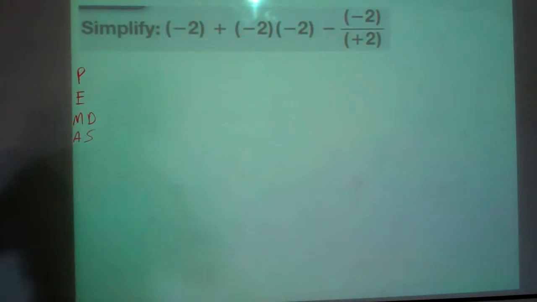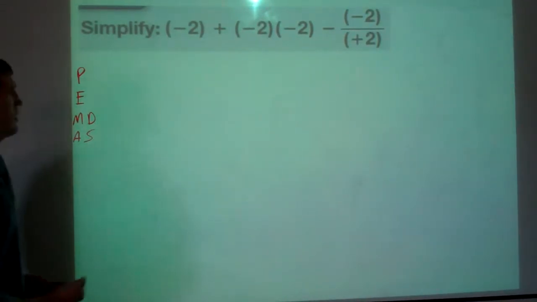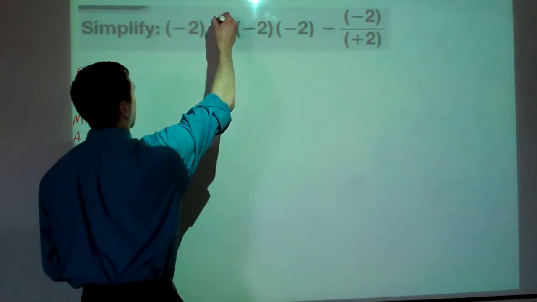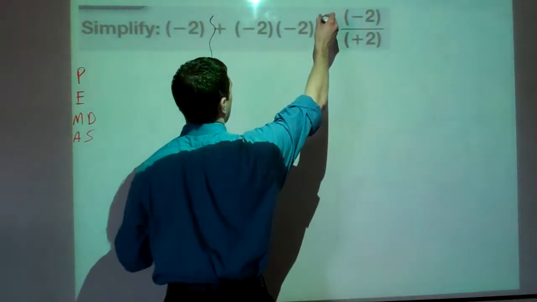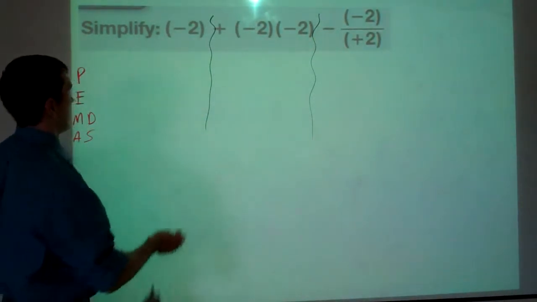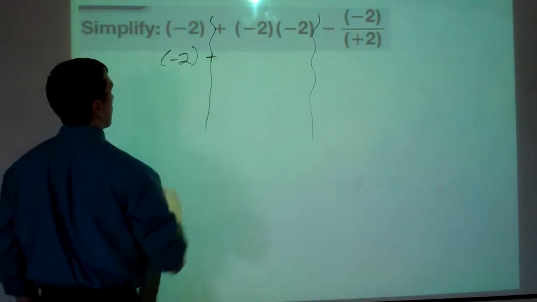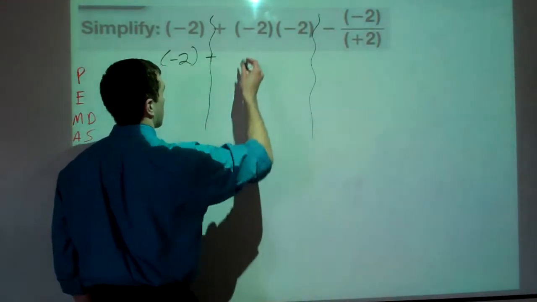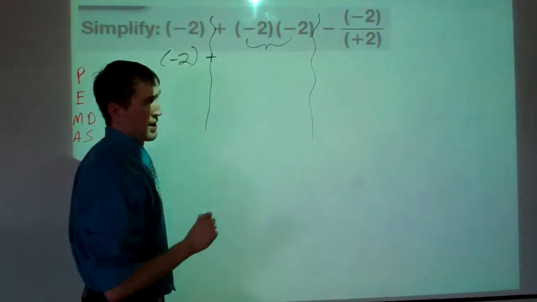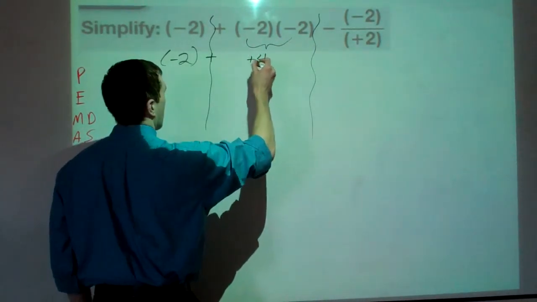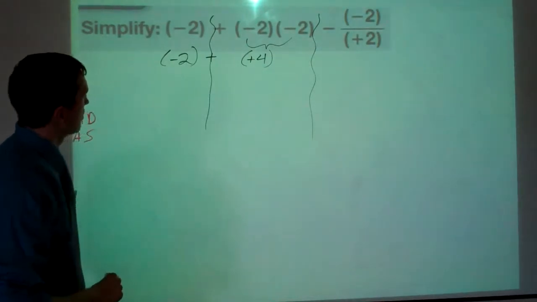Alright, so first thing we have here is just a bunch of 2's, it looks like. So we've got -2 plus -2 times -2 minus -2 divided by +2. What I showed earlier is sometimes it's helpful to split things up into sections. So we've got -2 plus -2 times -2, and this comes out to a negative times a negative is positive. So +4, 2 times 2.